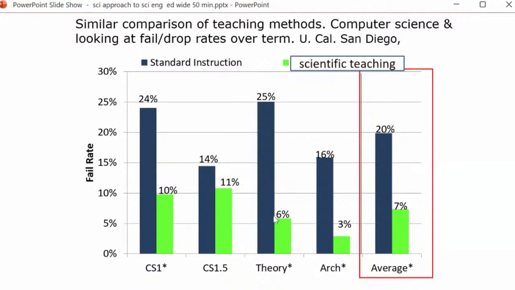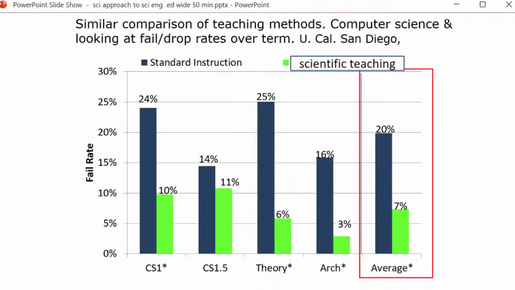So just to show you this doesn't just work for introductory physics. These kinds of methods have been used in a whole variety of fields. This is where the same teaching method and same comparison is done in the four core introductory computer science courses. This is done at the University of California at San Diego.